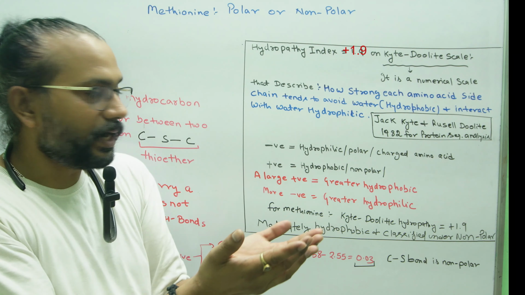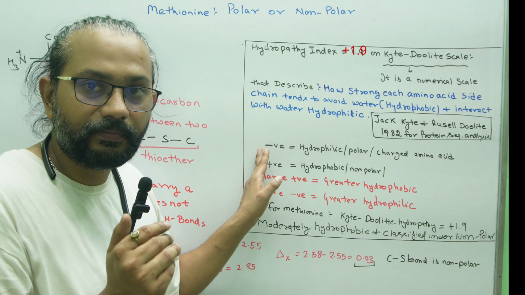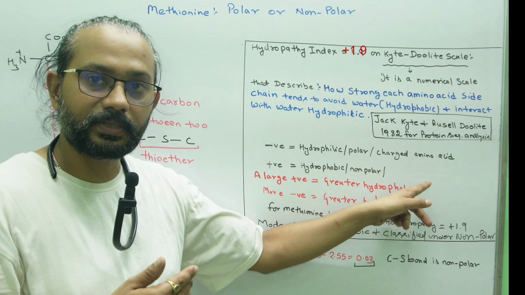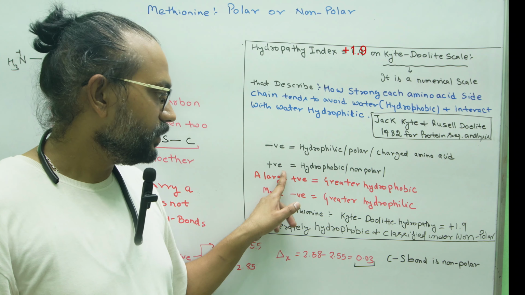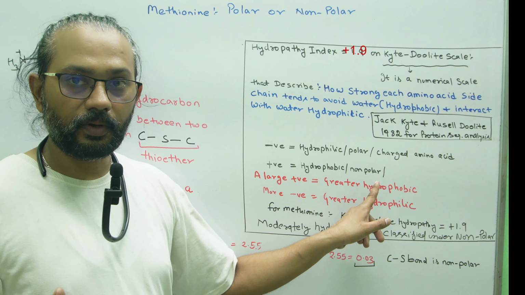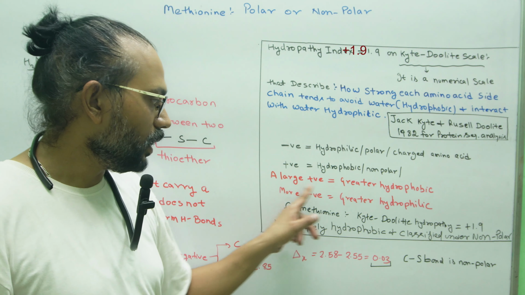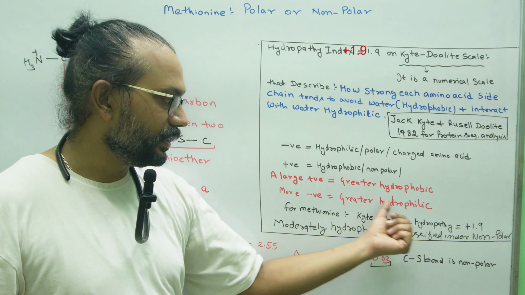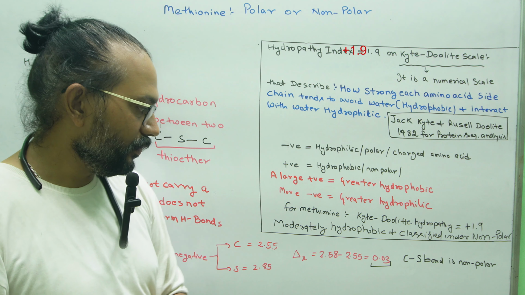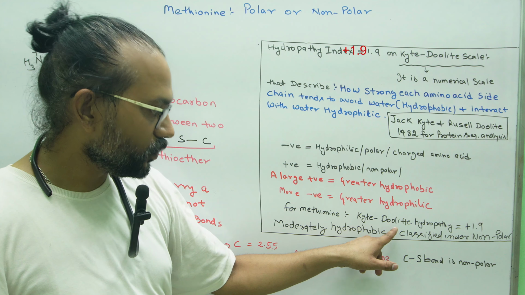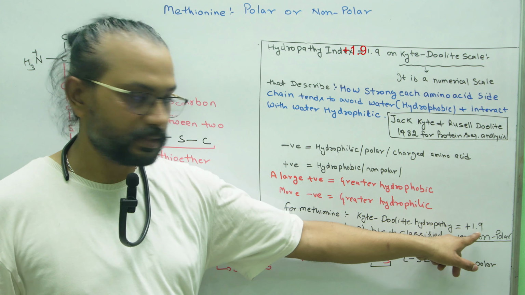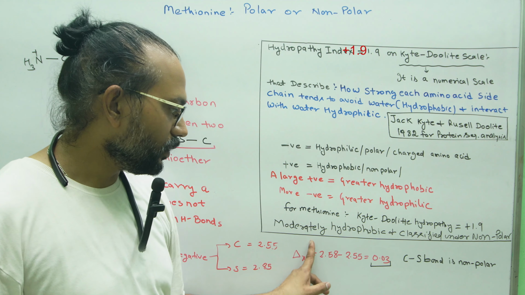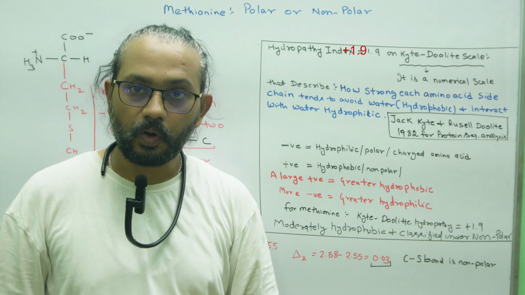If the value is more negative, it represents a hydrophilic, polar and charged amino acid. If the value is positive, it is a hydrophobic and non-polar amino acid. A large positive value means greater hydrophobicity, and a more negative value means greater hydrophilicity. For methionine, the Kyte-Doolittle hydropathy is +1.9. The positive value means it is hydrophobic, so moderately hydrophobic, and can be classed under the non-polar amino acids.